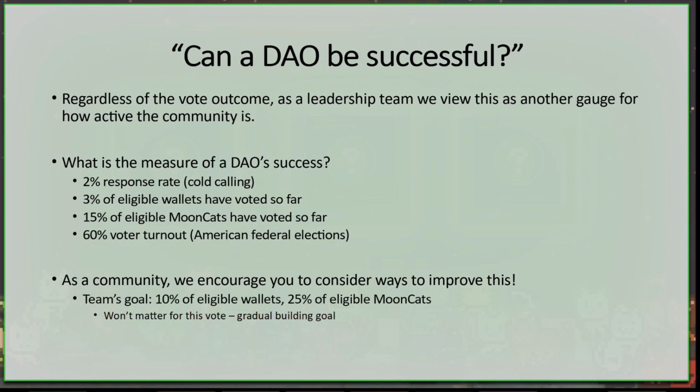But to give you an idea of what we are looking for, these numbers don't matter for this vote. We're not going to say this vote isn't valid because you haven't met these. That is not our intent at all. We want these two numbers to be gradual building goals, which is, as we continue to have votes on important parts of the ecosystem, this is where we expect the numbers to be long term.